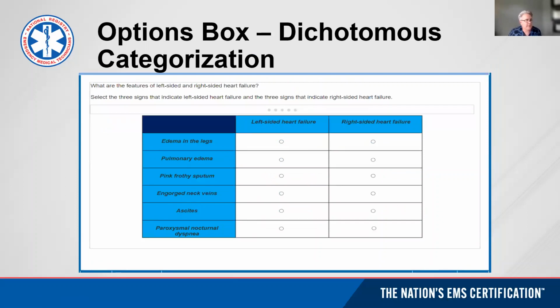This one here is not related to the scenario, but it's an example of an options box. And in this case, there are two categories that we're placing signs and symptoms in. So it says, what are the features of left-sided and right-sided heart failure? Select the 3 signs that are left-sided and the 3 signs that are right-sided and put them in the right spot.